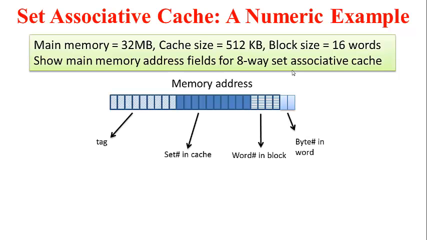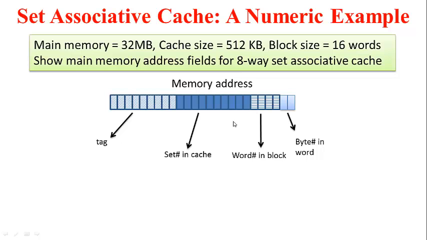Well, the last few bits are going to be the same irrespective of whether we have direct map or fully associative or set associative. The last 2 bits correspond to byte number in word, which will be 00 for a word aligned byte address. The next few bits are going to be word number in block, which in this case is going to be 4, corresponding to block size being 16 words. The next set of bits are going to represent the set number in cache. Here is where we are going to see something different from the earlier example.